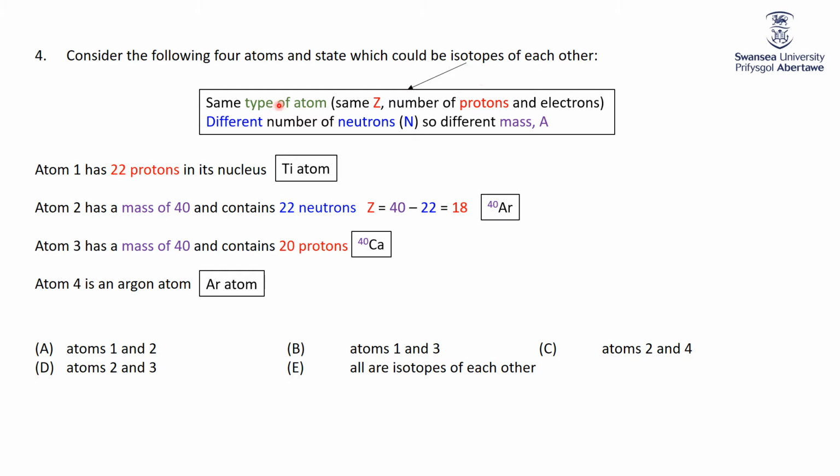Well, it's got to be the same type of atom. So atom 2 and atom 4 are both argon atoms. Of course, we don't know which particular isotope of argon atom 4 might be, but that doesn't matter because it says which could be isotopes. They could be the same atom, or if they've got different masses, then they would be different isotopes. So I'm going to put C, especially as none of the other possible answers make any sense.